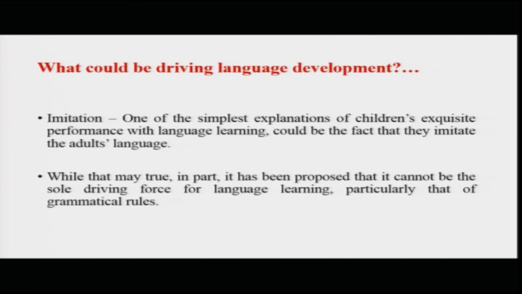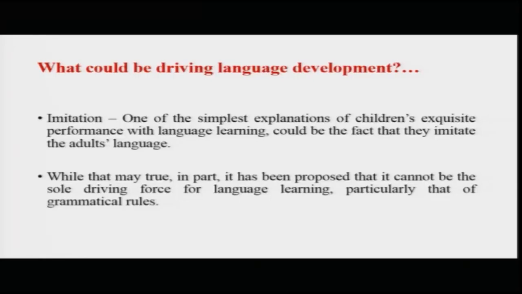A lot of people would say that one of the simplest explanations of children's exquisite performance with language learning has to do with imitation. Children are merely imitating their adults, and by way of imitation, they are figuring out how adult language works. While that may be true, in part, it has been proposed that imitation cannot be the sole driving force for learning of language, especially as far as grammatical rules are concerned.